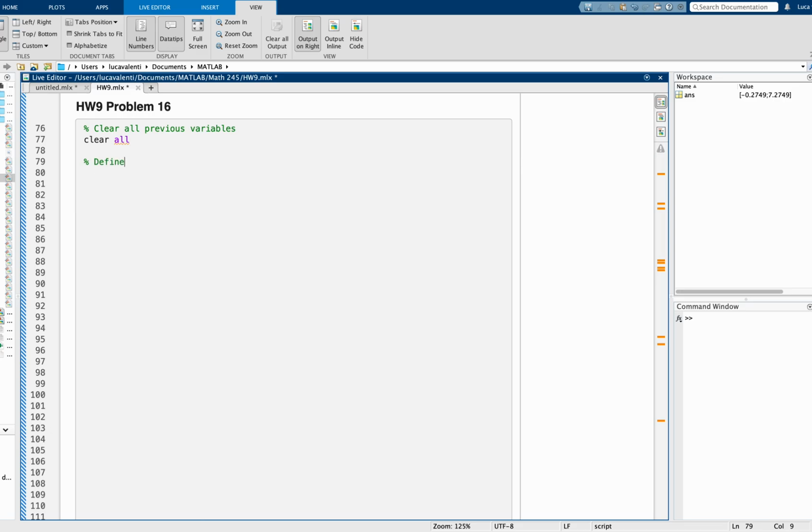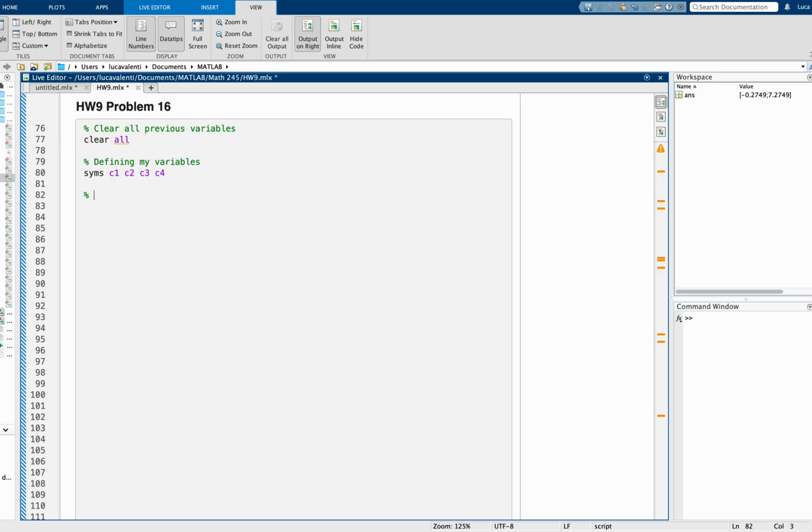Then you want to define the variables for this specific problem. So defining my variables is going to be the next step. To define them, I'm going to write syms, and I'm just going to write them as they appear in the problem. So C1, C2, C3, and C4.